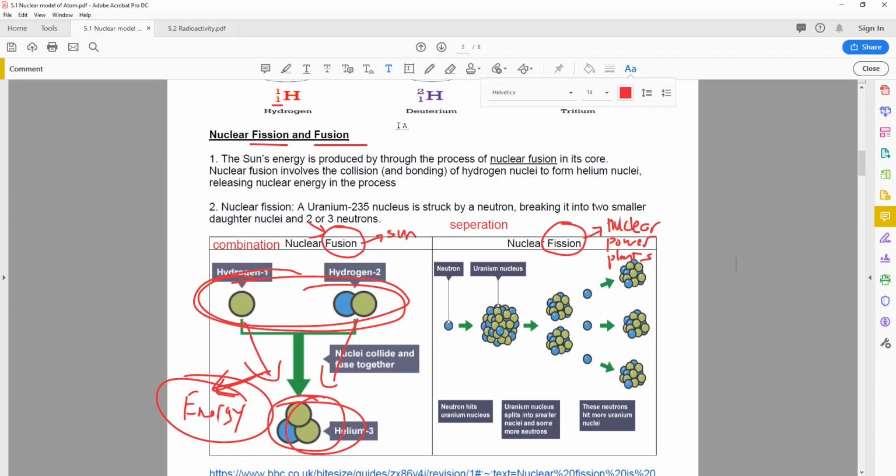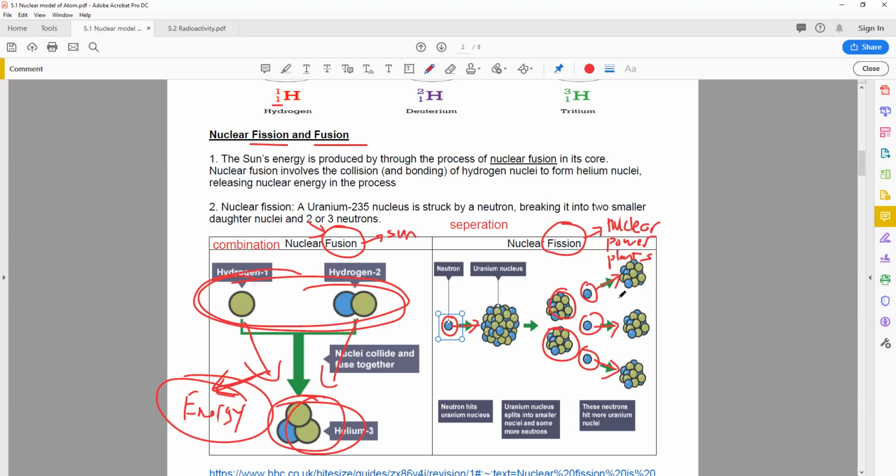Fission is the separation, and how does the separation occur? So usually if I have one nucleus here, the first step is to have neutrons bombard onto this nucleus. When they are bombarded, it will split into two, and when it splits into two, it will release byproducts of extra neutrons also. So when these extra neutrons are free to move about, they will crash into other nuclei.